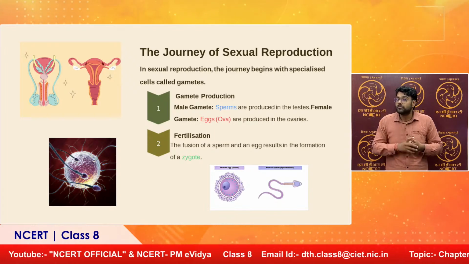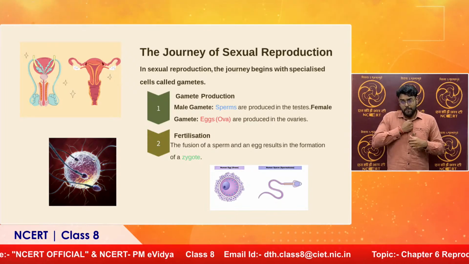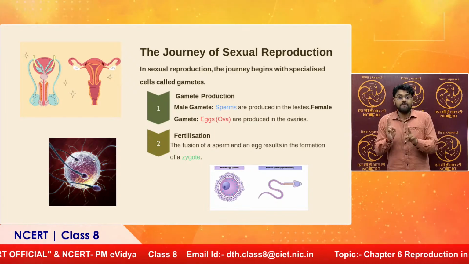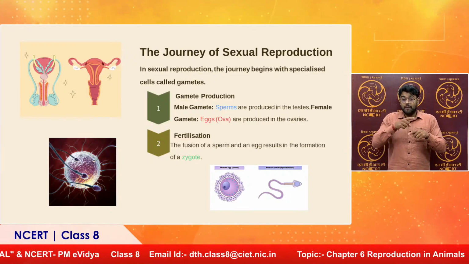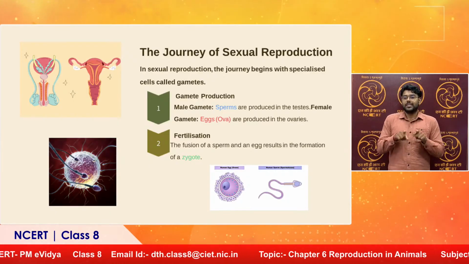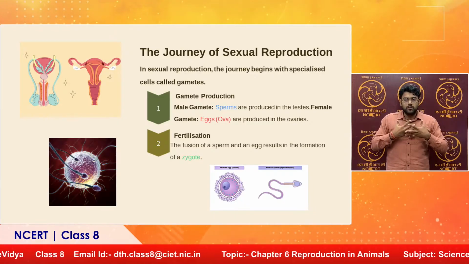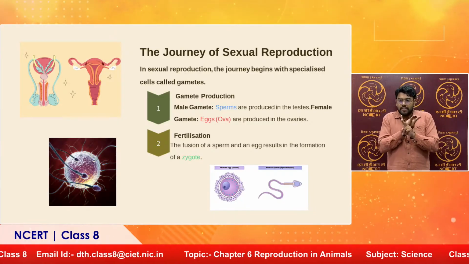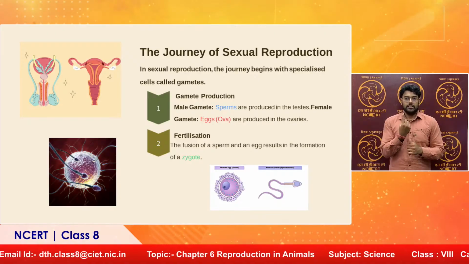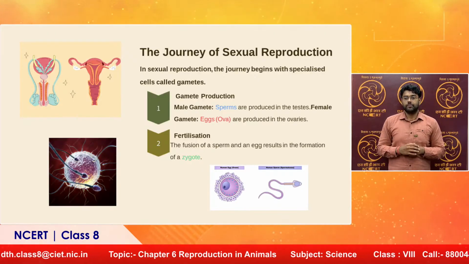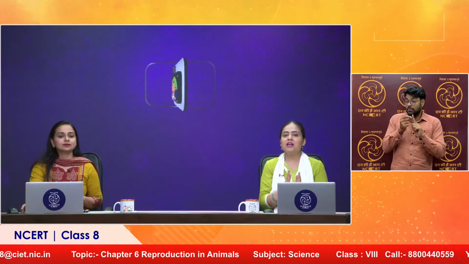Why? Because our reproductive systems are different. No other system has variation. Let it be digestive system, respiratory system, excretory system, there will be no difference in that. The difference is lying only in the reproductive system. It's the reproductive system that actually makes a distinction between a female gender and a male gender.